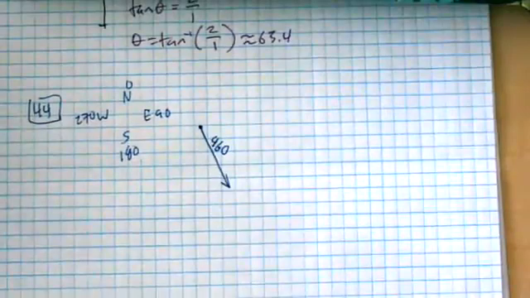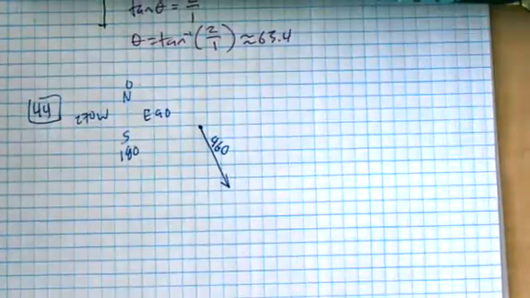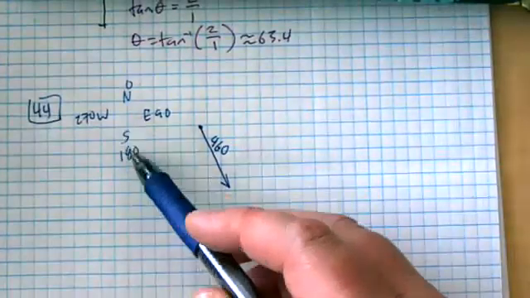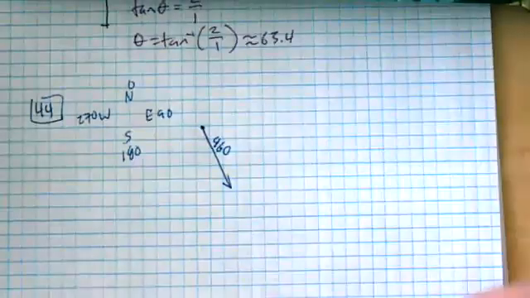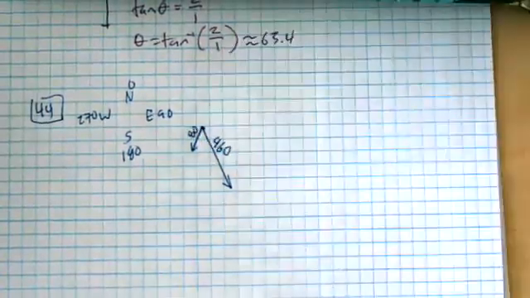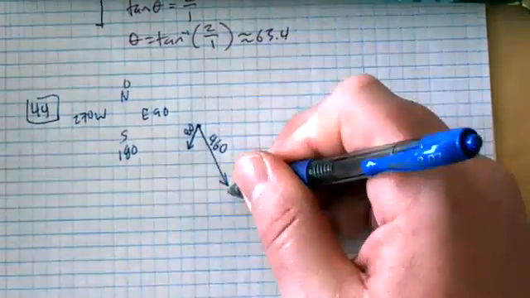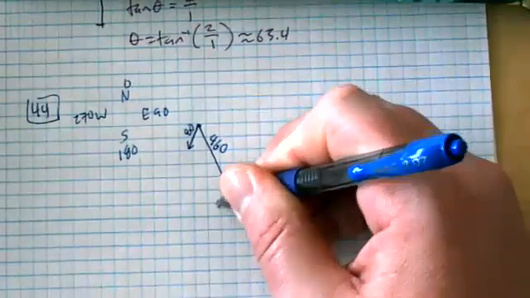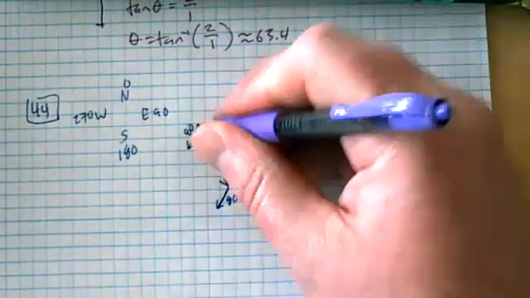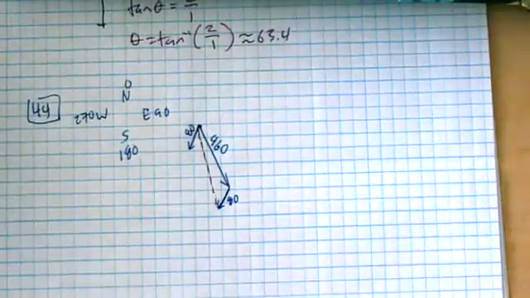And then we've got a wind blowing at a bearing of 200. So 200 degrees is a little bit past south, a little bit west of south. And it's blowing at 80 miles per hour, so it's going to be a much shorter vector. What they want us to do is find the resultant vector. So we're just going to add those two vectors together. If I put them head to tail, that's going to be my resultant vector. That's what it's going to look like graphically.